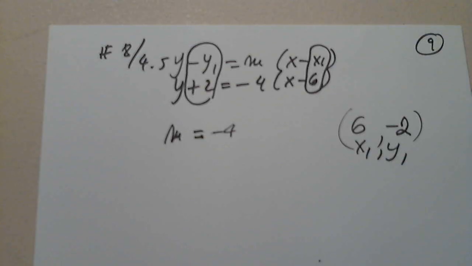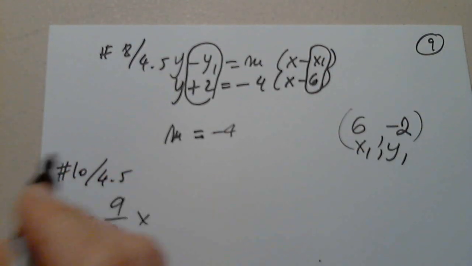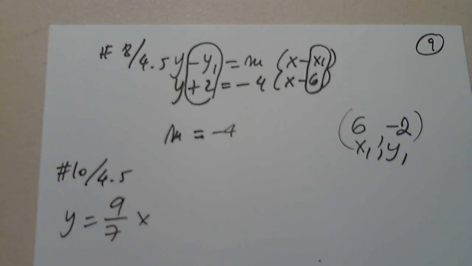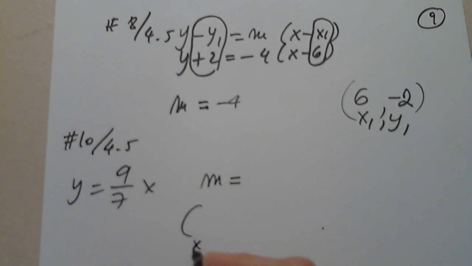Good, we know how to identify. Okay. Given the point slope equation, so we have y equals 9/7 x, and this is problem 10 on 4.5. State the slope and the indicated point on the graph. Given the point slope equation, good. They want us to identify the slope and the x1 comma y1 that was used.